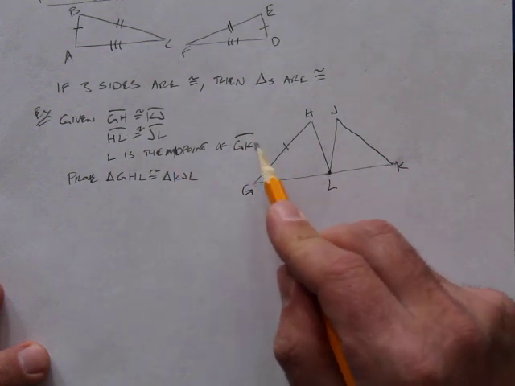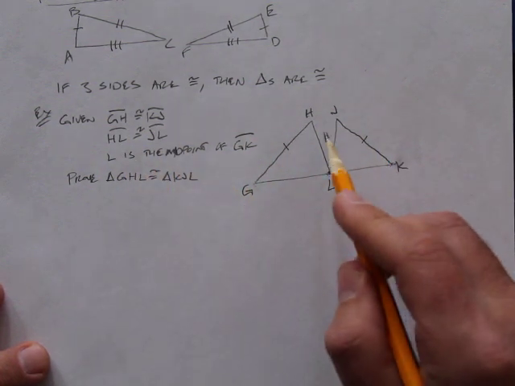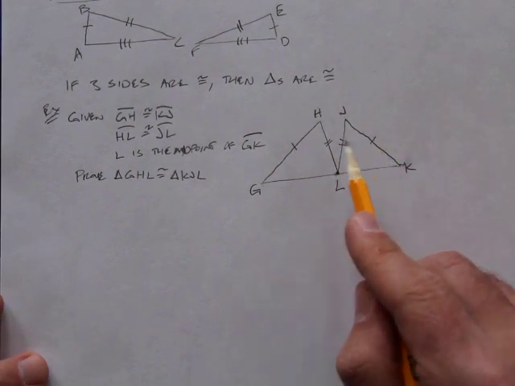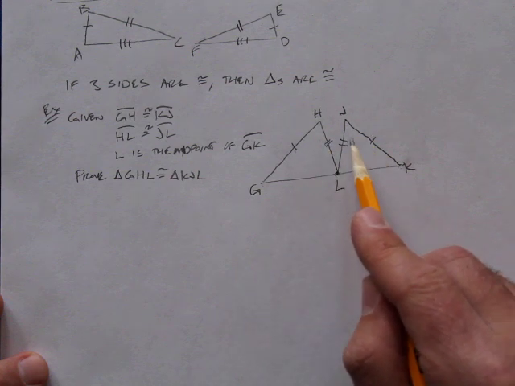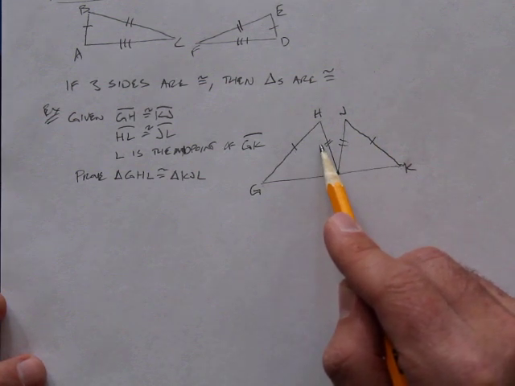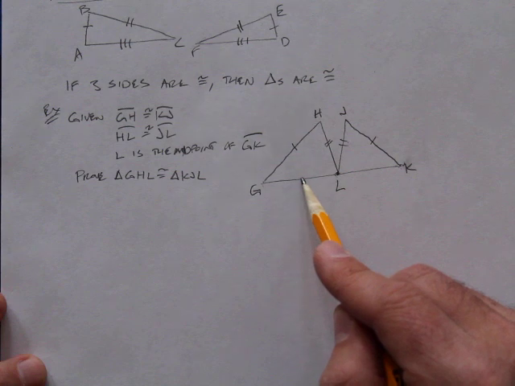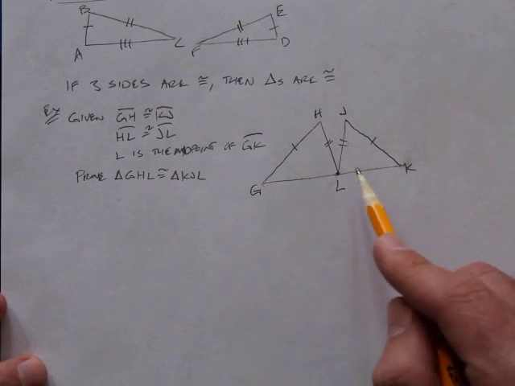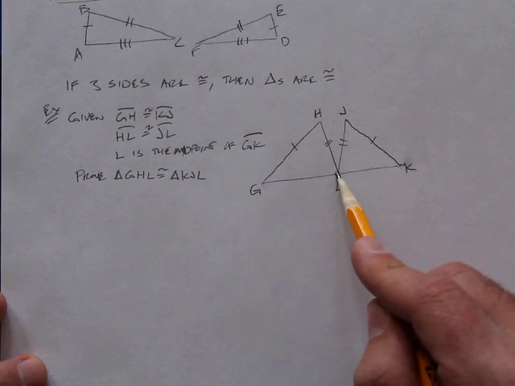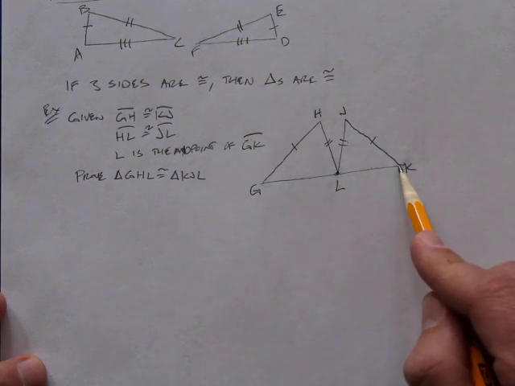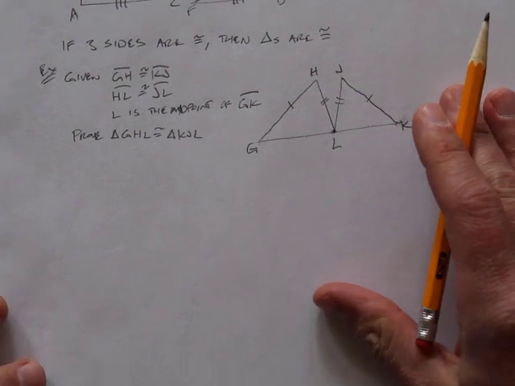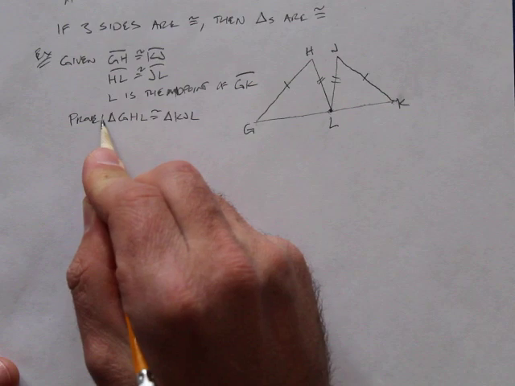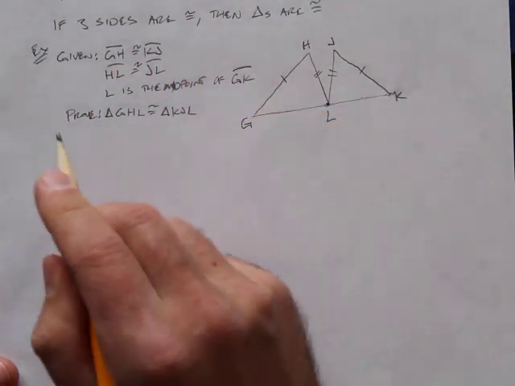GH is congruent to KJ, and HL is congruent to JL. So I've got two sets of corresponding sides that are congruent. I just have to prove that these sides down here at the bottom are congruent. And the way I'm going to do that is I'm going to say, look, L is the midpoint, so these two segments are congruent. So this is a fairly simple proof.